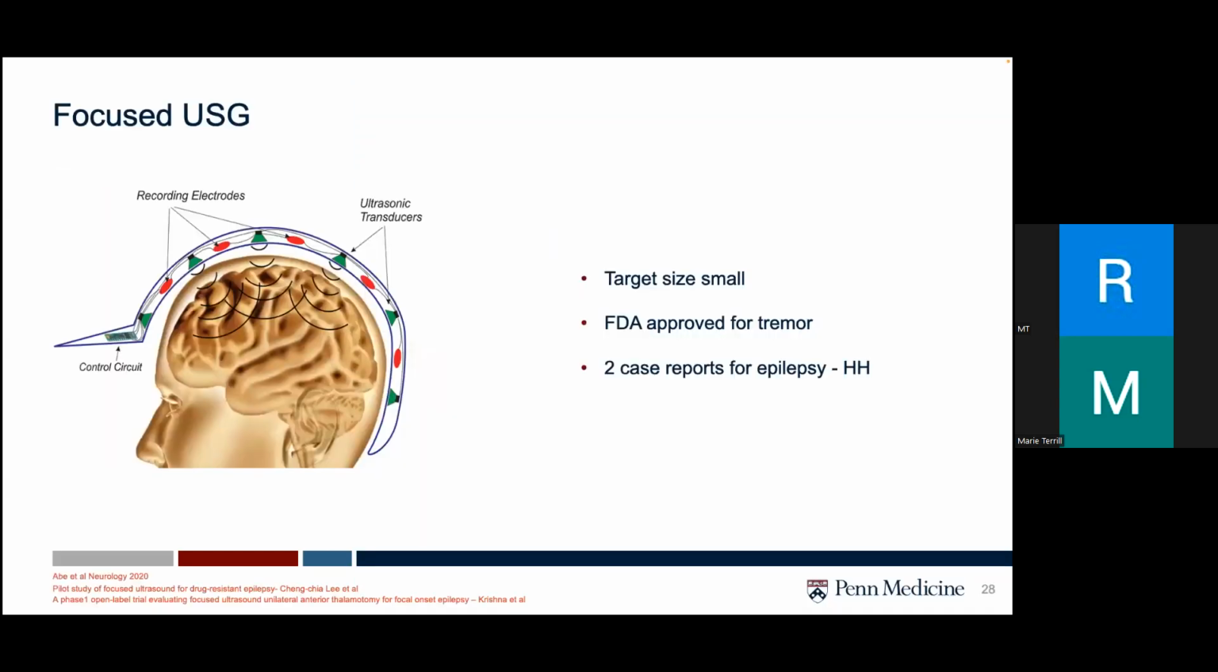Focused ultrasound, a non-invasive technology, again shows some promising features. This is where many ultrasound beams are focused on one particular target. Usually you want to have a smaller target size. It's FDA approved for use in tremors, but I found 2 case reports in epilepsy in the use of hypothalamic hamartomas. There are also studies that have looked at or are exploring the possibility of it in targeting regions like the thalamus.